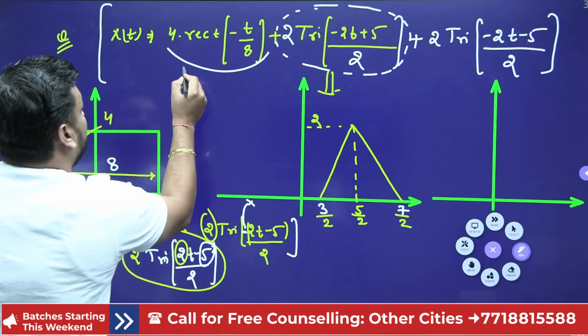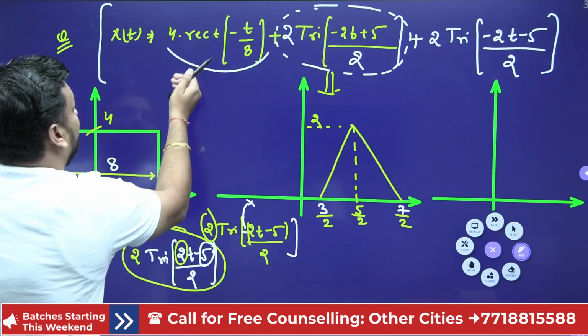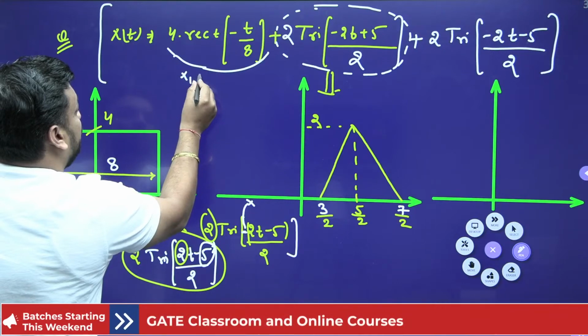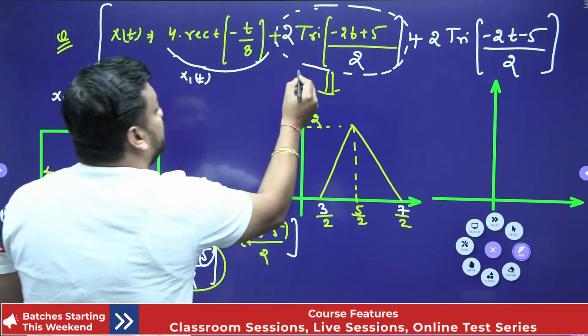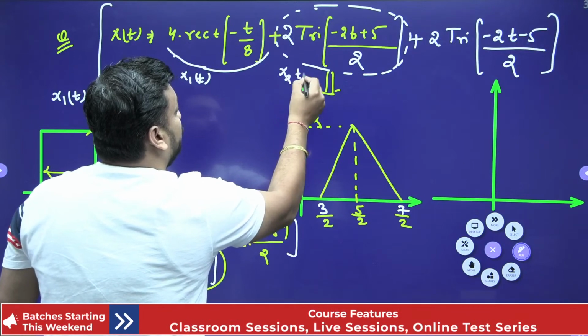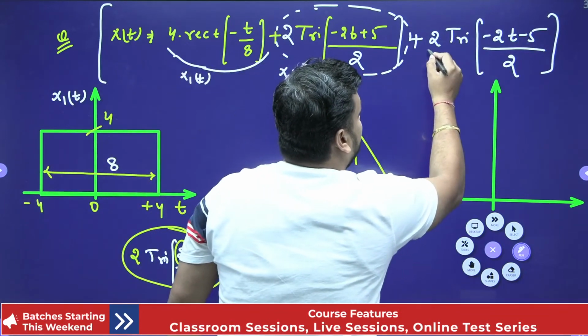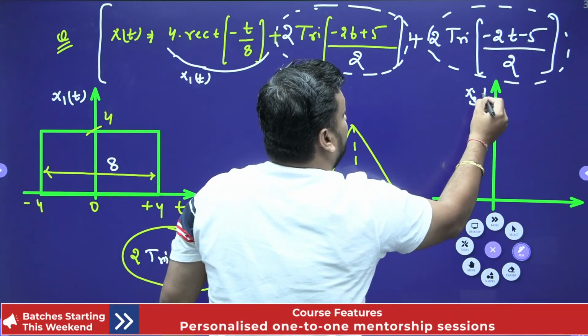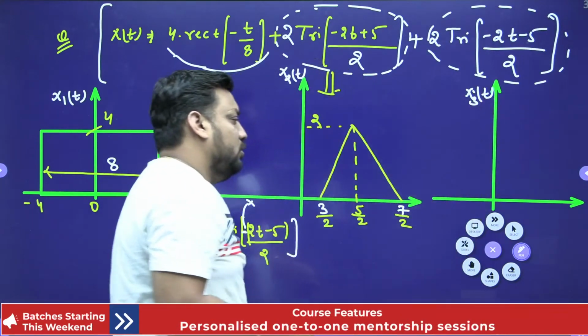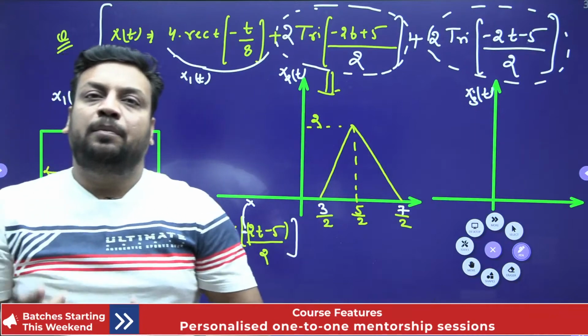If I call this f1t, or let me take x1t. Now this is my x1t actually, and this is my x2t actually. Let me take this signal as x2t. Let me take this signal as x3t. Intentionally we are solving a complex question so that you have a scope to improve your concepts.